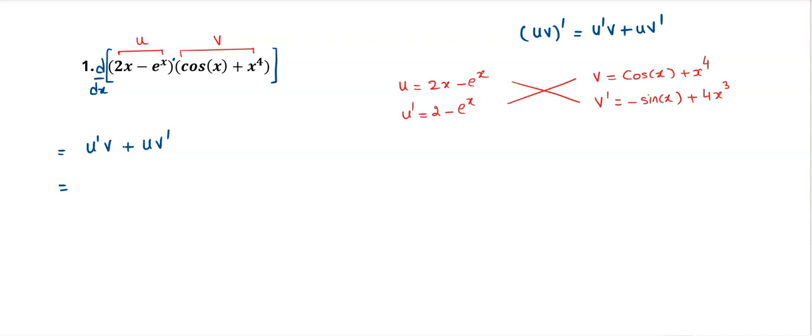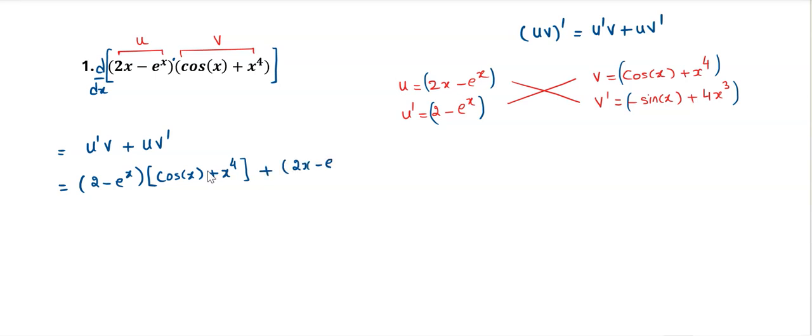Simple. So this gives you u dash v plus u v dash. U dash is this term. See, the bracket is important because you have two terms. So whenever you have two or more terms, put the brackets. So 2 minus e power x multiplied by v, I'm using the square bracket, cos x plus x power 4. And then plus u, 2x minus e power x, in the big bracket, minus sine x plus 4 x power 3.